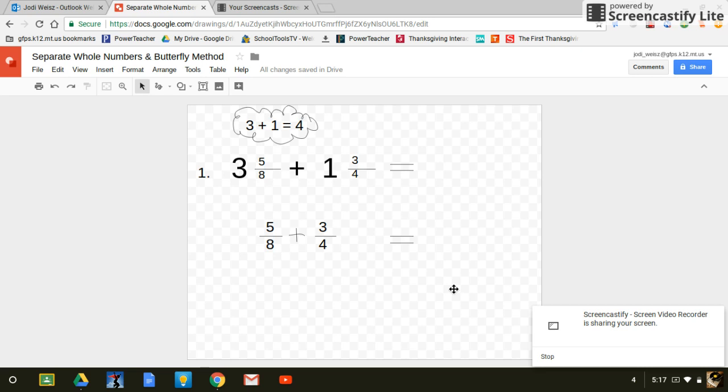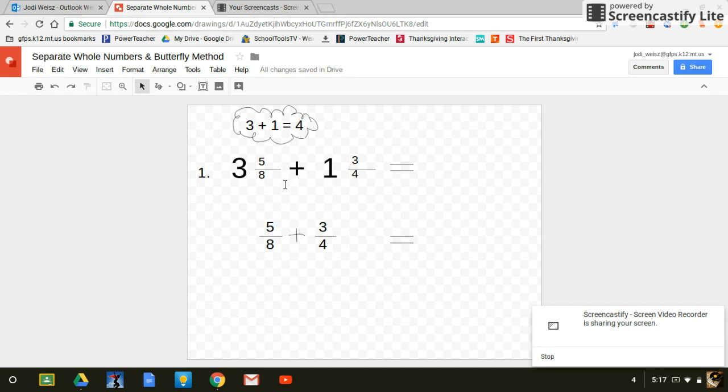So this time on problem number 1, again, I have 3 and 5/8 plus 1 and 3/4. I am going to separate the whole numbers and then apply the butterfly method. So what I did up in this little cloud or little bubble up here was I took my whole numbers. My whole number for this one is 3, of course, and then my whole number 1 from the other mixed number. 3 plus 1 equals 4.